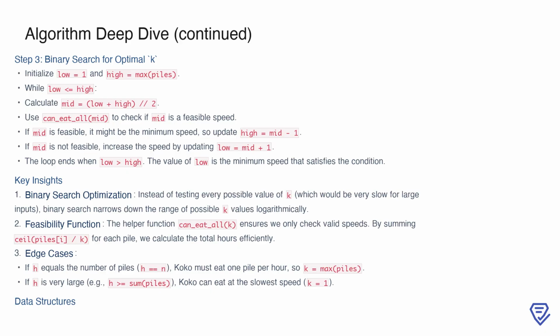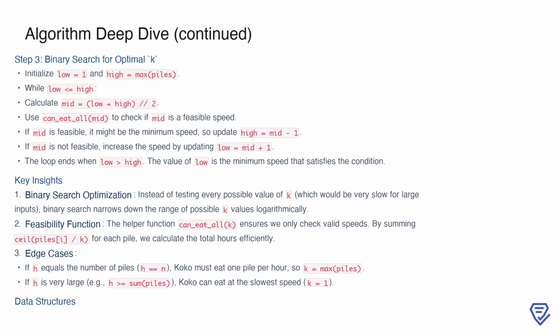We start with low set to 1 and high set to max(piles). In each iteration, we calculate the middle value, mid = (low + high) // 2, and check if mid is a feasible speed using the helper function can_eat_all(mid). If it is feasible, mid might be our answer, but we need to check if there's a smaller feasible speed, so we update high to mid - 1. If it's not feasible, we know the speed must be higher, so we update low to mid + 1.